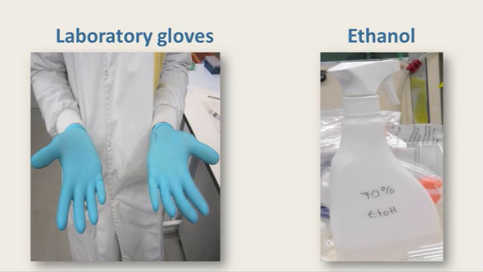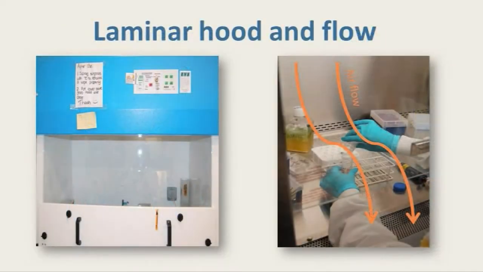70% ethanol is a widely used alcohol in labs. It is used for sterilisation and is used to remove contaminants found on work surfaces, solution bottles and the laminar hood. A key piece of equipment needed for aseptic technique is a laminar hood. This provides an aseptic work area by protecting the area and cells from contaminants.